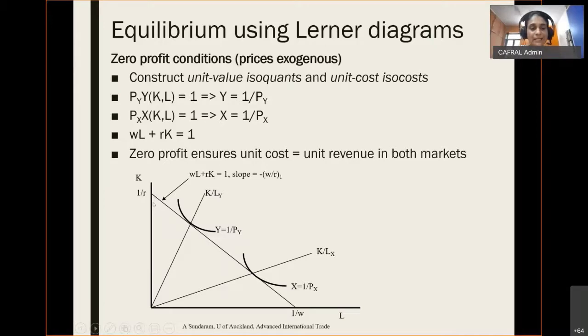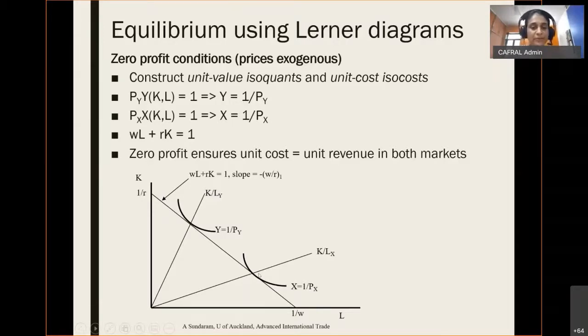Now, I need equilibrium in both sectors because firms in both sectors are going to be minimizing their costs, right? So what I need is this isocost line, or the unit isocost line, to be tangent to both of the isoquants simultaneously. Because note that the economy only has one W over R, right? The W over R is the same for the shoe sector, the footwear sector, and the machinery sector. So what I need for equilibrium is this line to be tangent to both isoquants at the same time. That happens at this particular equilibrium.